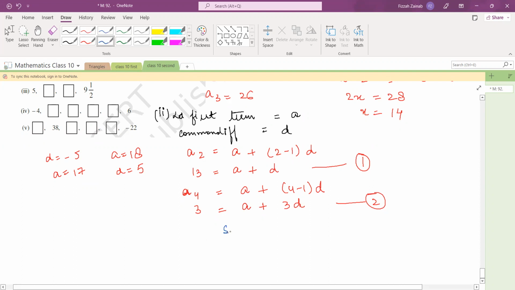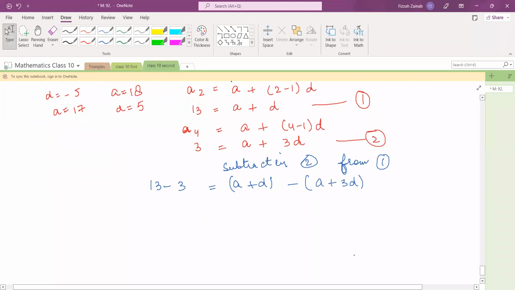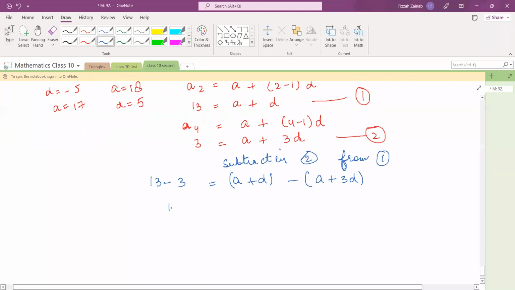Just subtract. Any one equation you can subtract from the other. So subtracting, let's say, second from first. 13 minus 3 is equal to a plus d minus a plus 3d. Fine, Harsha? Just solve it now. So 10 is equal to a plus d minus, open the bracket, a and minus 3d. So a gets cancelled out. So 10 is equal to minus 2d. So d should be minus 5.